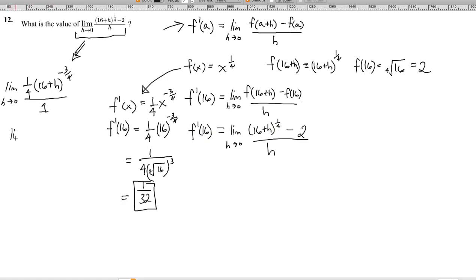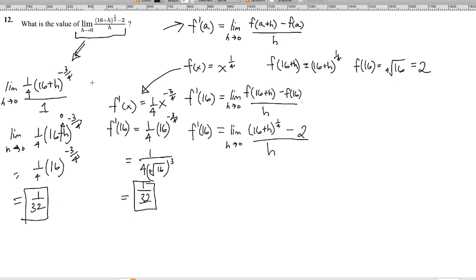And the limit as h goes to 0 of this is just the limit as h goes to 0 of 1/4 times 16 plus h to the negative 3 over 4. And then h is just going to tend towards 0. So it's going to be 1/4 times 16 to the negative 3 over 4ths, which is exactly, after you do the math, 1 over 32 again. And whether you do L'Hopital's rule like I did on this left-hand side, or whether you recognize this as a definition of a derivative, it's up to you.